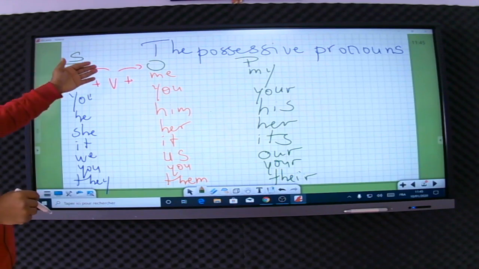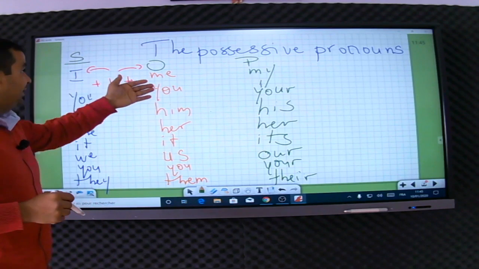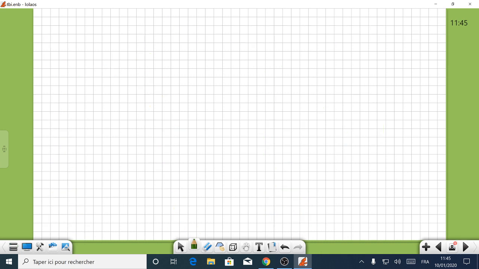So I becomes me in the object pronouns, becomes my in the possessive pronoun. You becomes you, becomes your in the possessive pronoun. He, him, his, and she, her, and its with s here. We, us, our, you, your, they, them, and their. Now the next step is to see how we use the possessive pronouns in English. We see how they function.